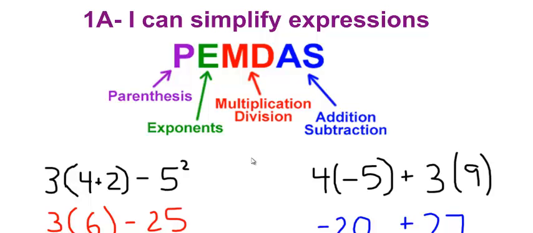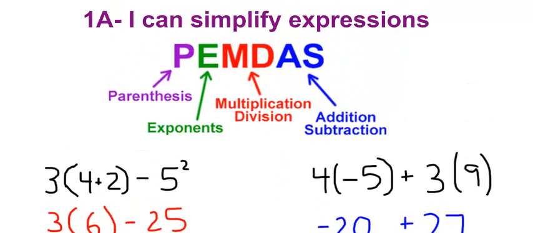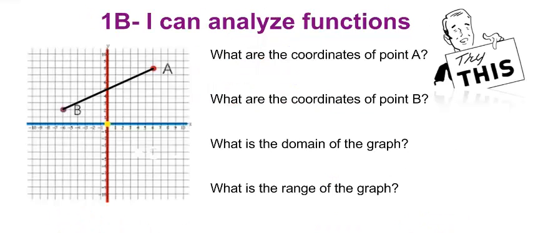Now that we can look at these answers, we can see that on the left-hand side, we needed to add the two numbers together in parentheses first, then we multiply to give us 18, and then we can subtract to get -7. On the right-hand side, you can see that we need to multiply first, so we get -20 and 27, and then we can add to get 7. Again, if you need more help with order of operations, please review the 1A video online.